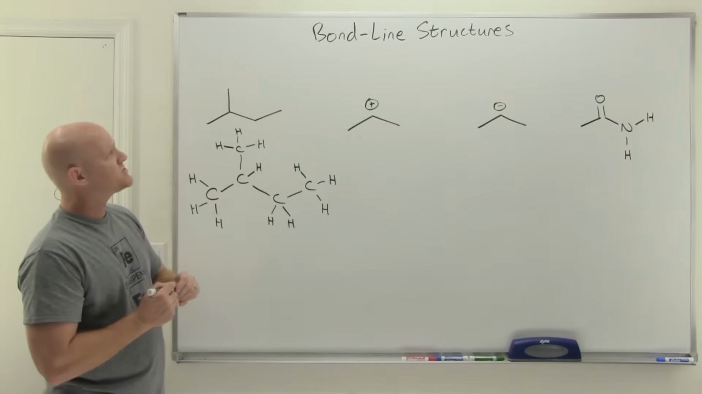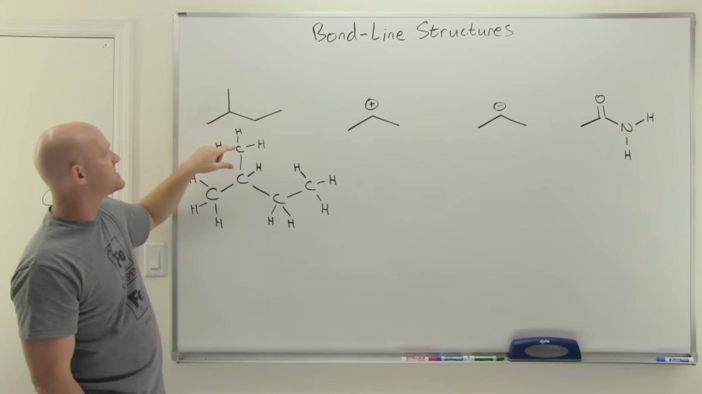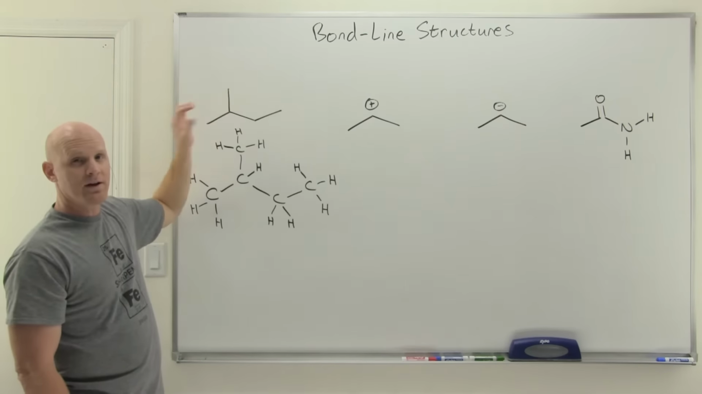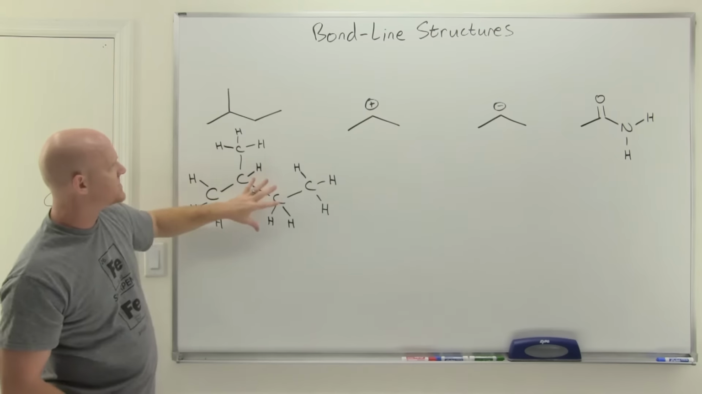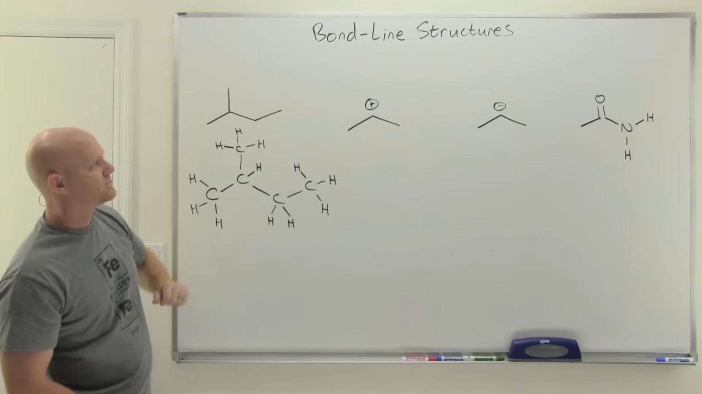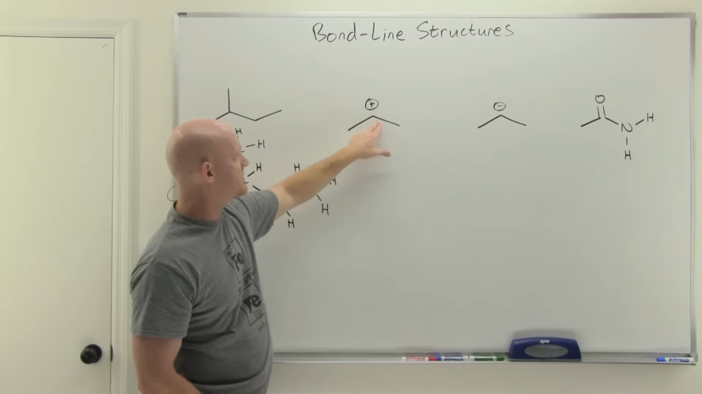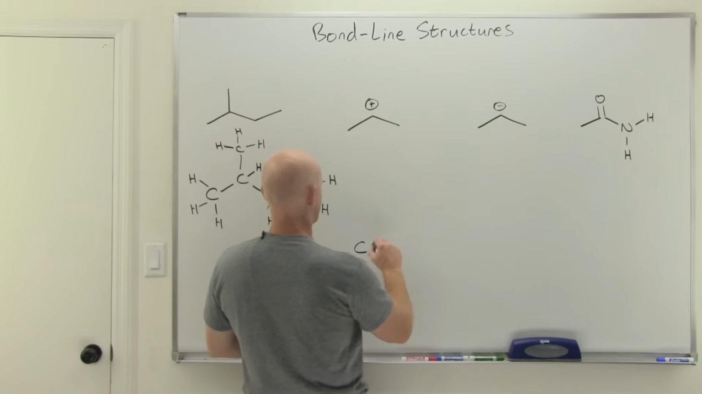Now, these bond line structures are also called line angle structures because, in addition to representing every bond with a line, we try to represent the bond angles as accurately as possible. And that's why I've tried to represent this Lewis structure as much like the bond line structure as possible as well. We'll do the same thing here. So in this one, we've got 3 different vertexes that are not labeled. So that's going to represent that we've got 3 carbons.